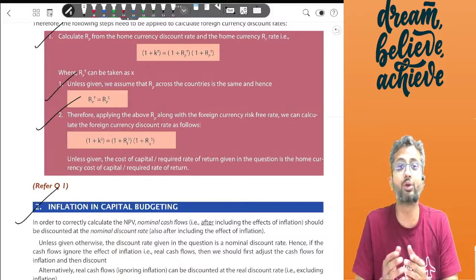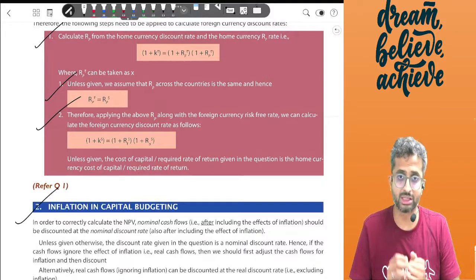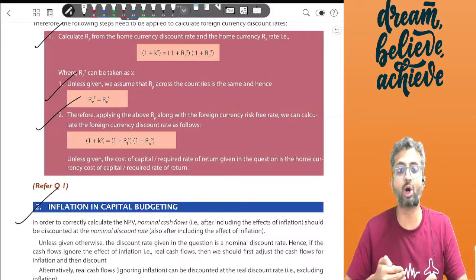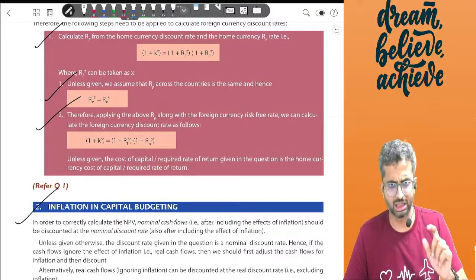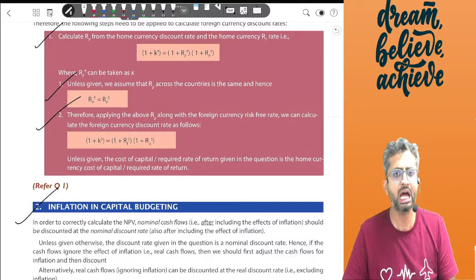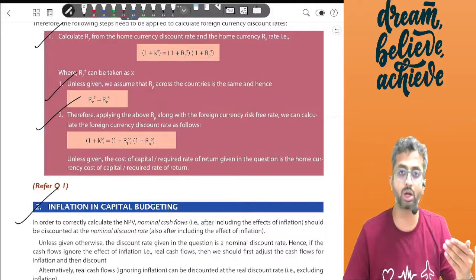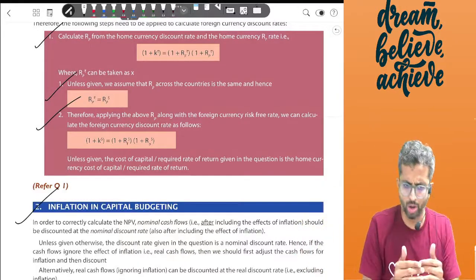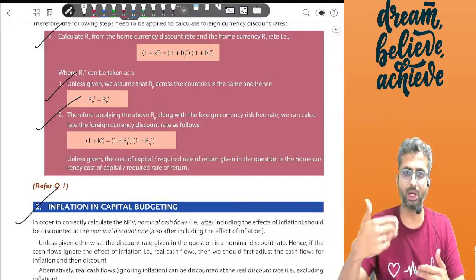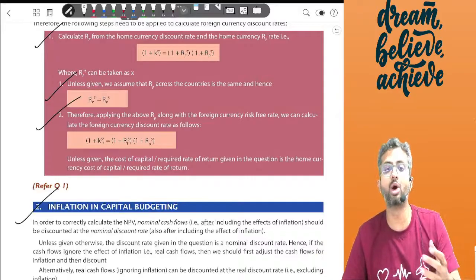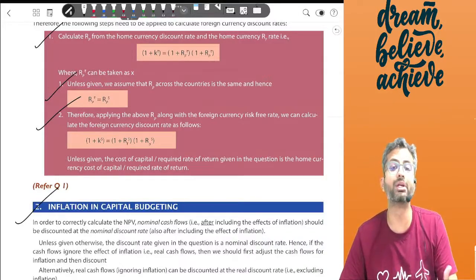So if you have real cash flows given in the question, you can discount them at the real rate. That is, even the discount rate should not consider inflation. Real cash flows do not consider inflation. They should be discounted at the real rate, which should also not consider inflation. Or you have nominal cash flows, or you can convert the real cash flows into nominal by adding inflation. That is, the nominal cash flows will be discounted, let us say, at the nominal required rate of return.